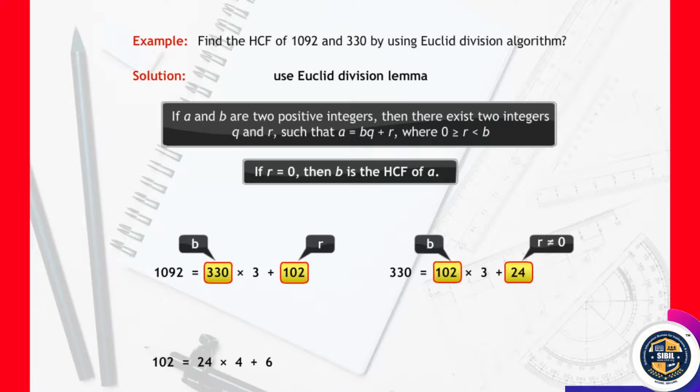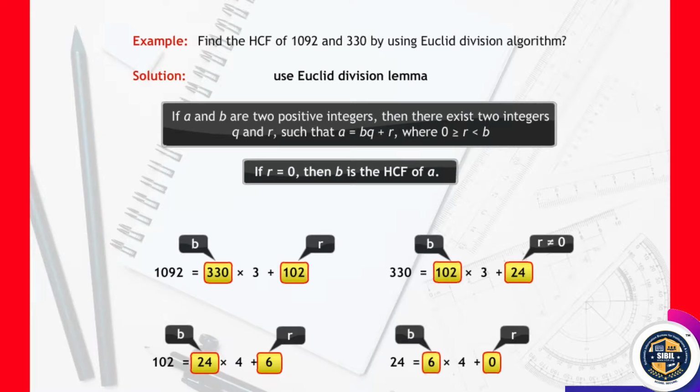Here value of b is equal to 24 and value of r is equal to 6. So again we use the Euclid's division lemma on b is equal to 24 and r is equal to 6, and we get 24 is equal to 6 into 4 plus 0. This time we get the value of r is equal to 0 and the value of divisor is 6. Therefore the HCF of 1092 and 330 is 6.